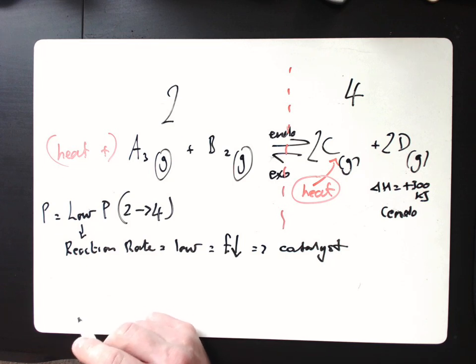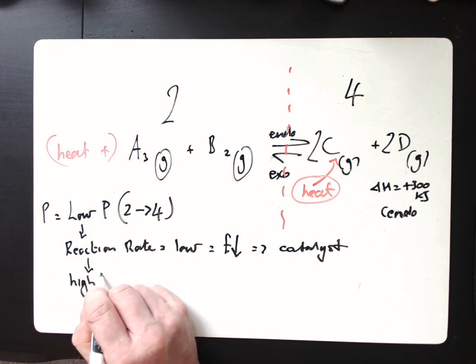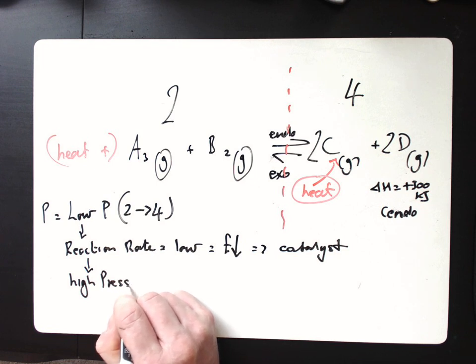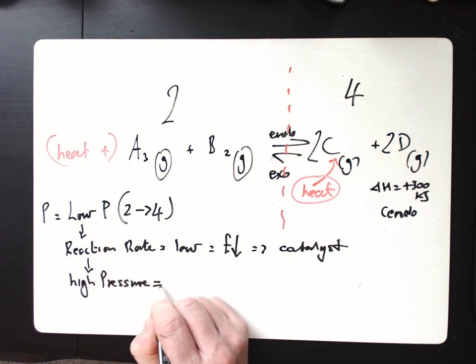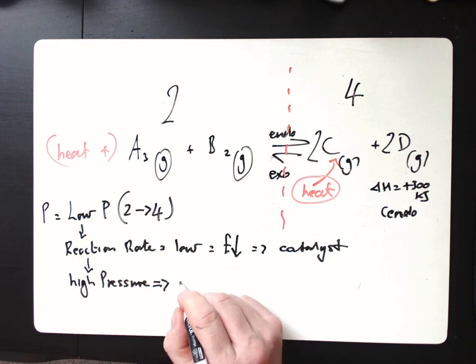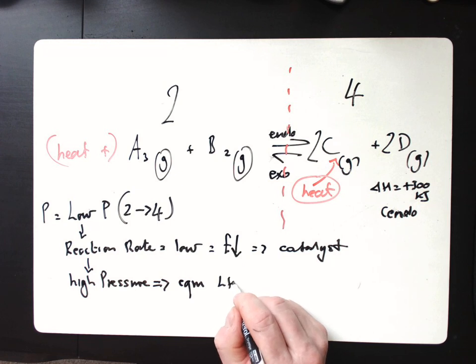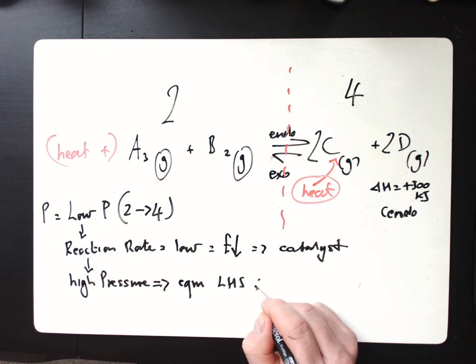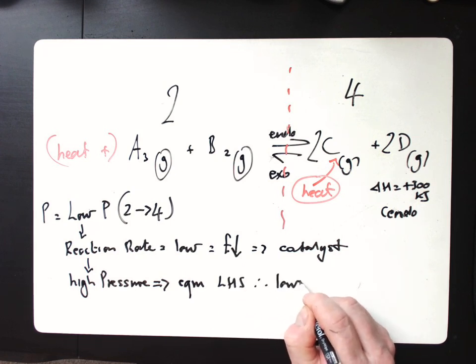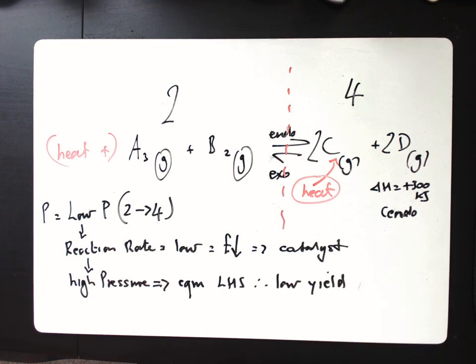Right. Then you might say to me, alright, well that's fine then. You want a really high rate of reaction, run it at a really high pressure. Which would be fair enough. You'll get a very high rate of reaction. But then what happens to your equilibrium? Your equilibrium now shifts to the left hand side. Therefore, you're going to get a very low yield. So you're not going to get very much.